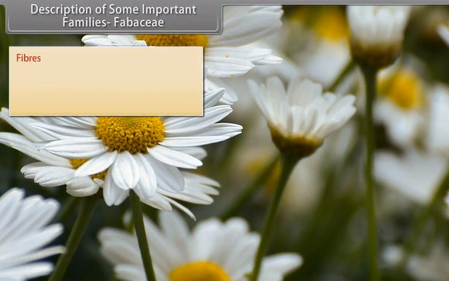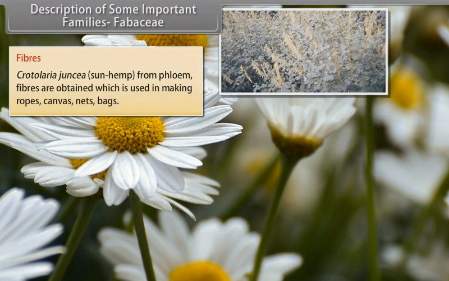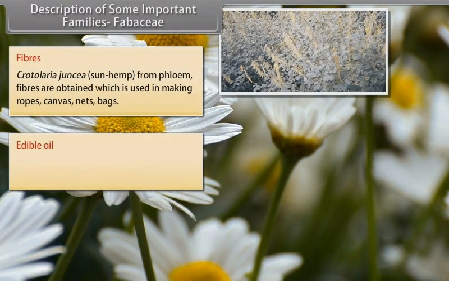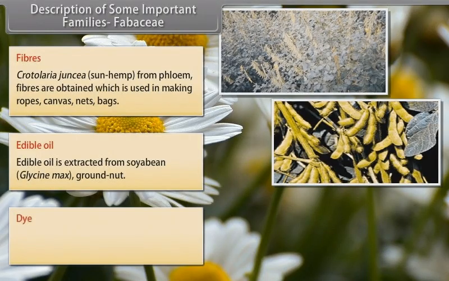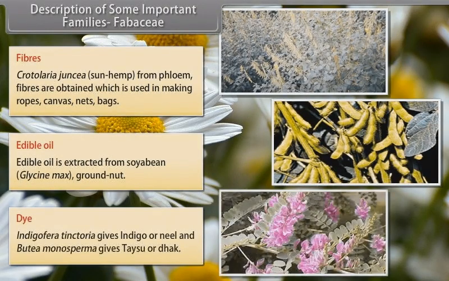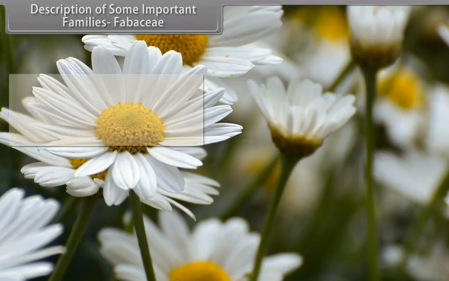Fibers. Crotalaria juncea, sunhemp, from whose phloem fibers are obtained, which are used in making ropes, canvas, nets, bags. Edible oil. Edible oil is extracted from soybean, Glycine max, and groundnut. Dye. Indigofera tinctoria gives indigo or neel, and Butea monosperma gives tesu or dark dye.